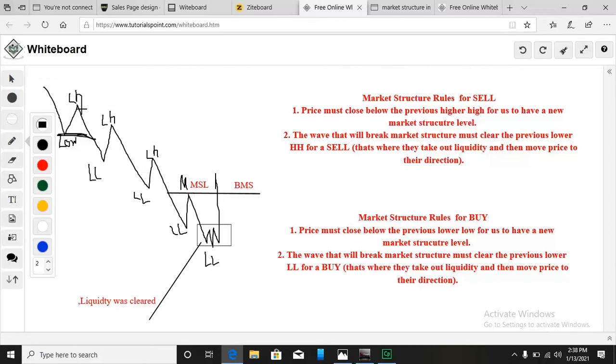Now, when price breaks this lower low and makes this lower high, let's assume we are not seeing all these other movements. This particular lower high, the previous lower high, becomes our market structure level automatically. Now, when price breaks through this particular lower low and drops, this here automatically becomes our market structure level.